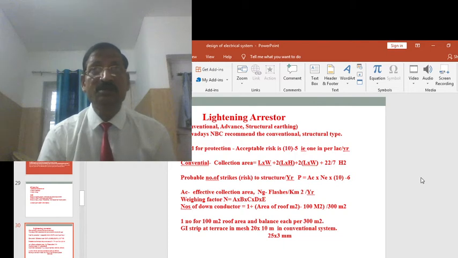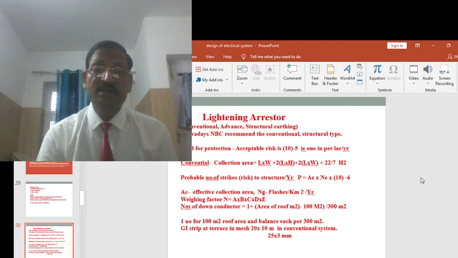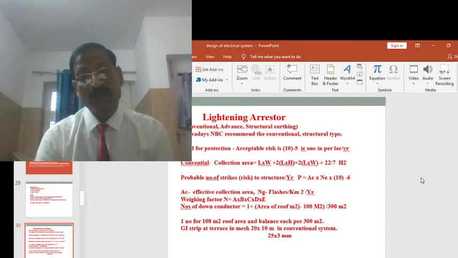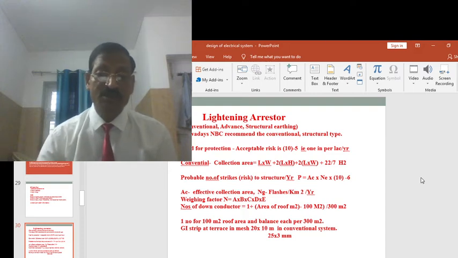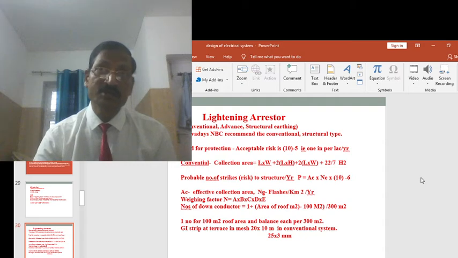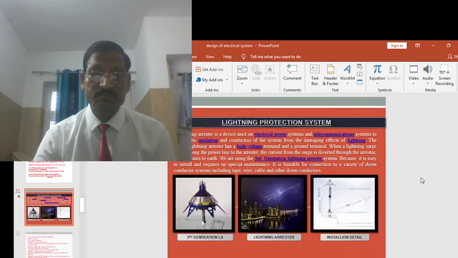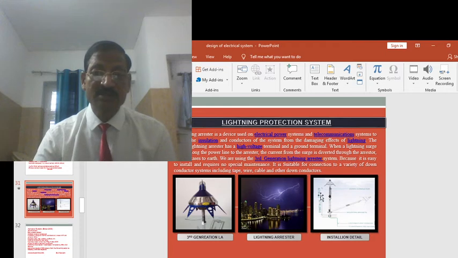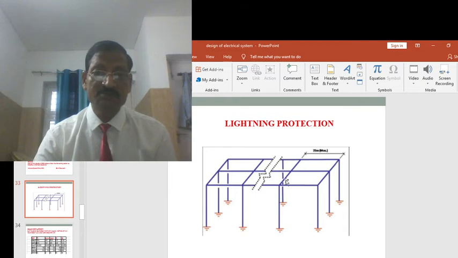In case of structural earthing, we lay the lightning conductor in the columns with the reinforcement, and make a grid at the terrace, and at ground level we earth all these down conductors, so that whenever the lightning takes place, the current can go to the earth through these conductors. Here is the advanced lightning arrestor system. This is the structural earthing system.